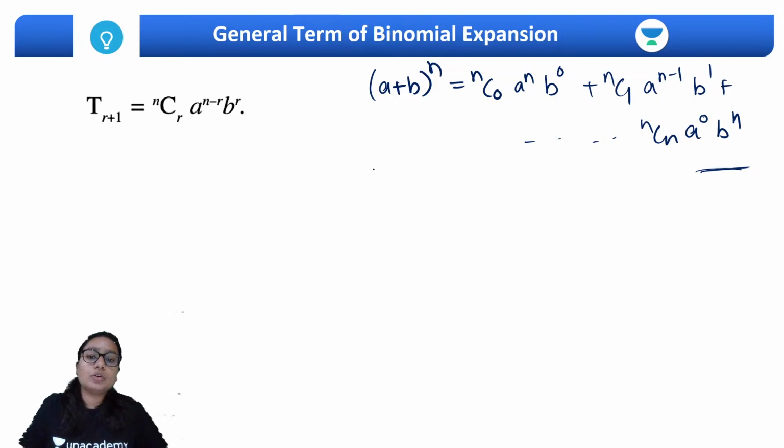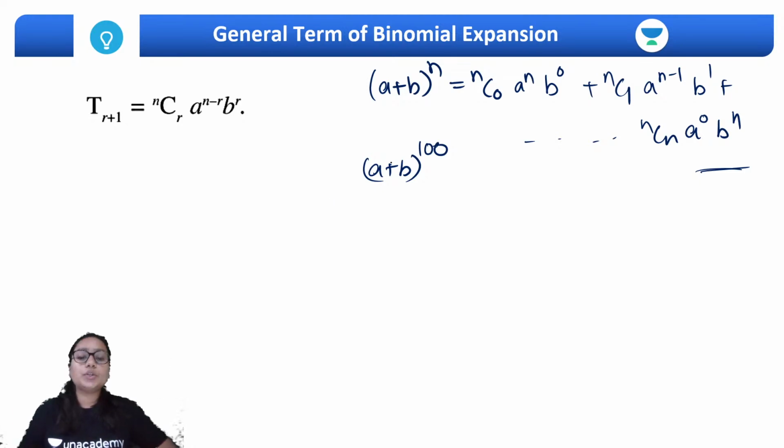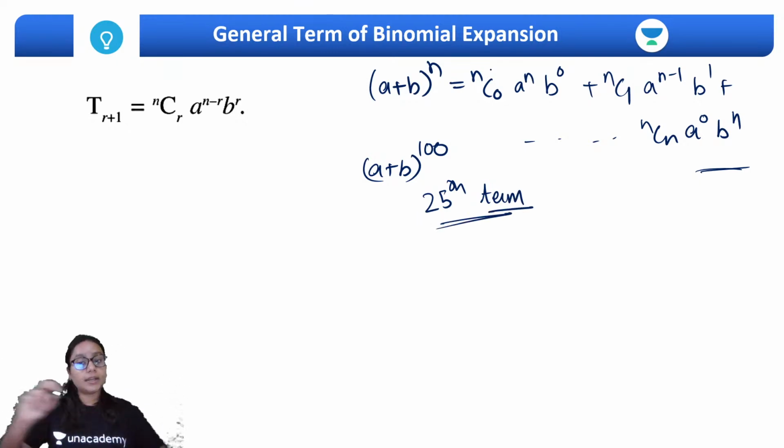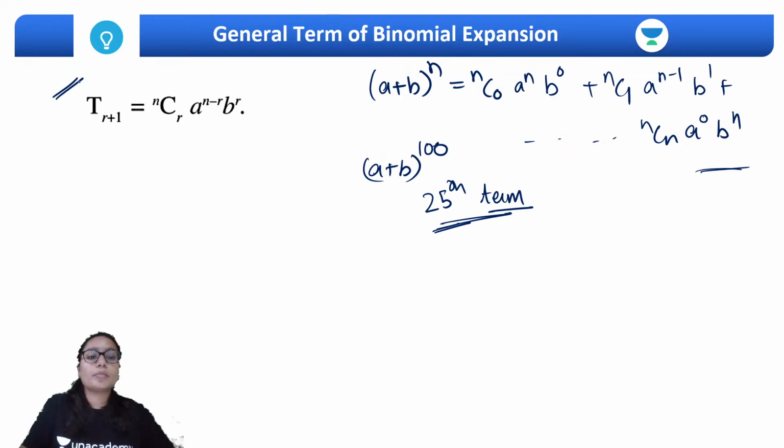Now, what if the expression is given as (a plus b) raised to the power 100, and you have to find the 25th term in this expansion? Finding this by making the complete expansion and then counting which is the 25th term would be a very difficult task. That is why you have a standard formula to calculate the nth term, the general term of a binomial expansion. Using this, you can find the general term.